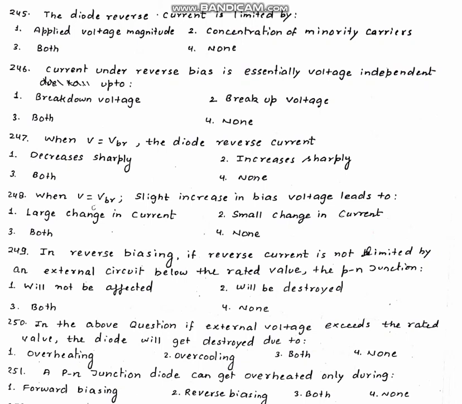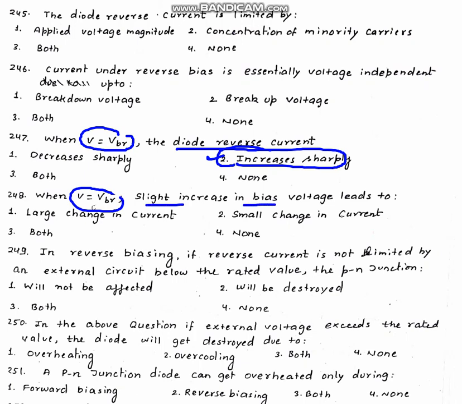This is NCERT line to line discussion and let's start with question number 247. It says that when V is equal to breakdown voltage, the diode reverse current increases sharply due to breaking of the bonds. So second will be correct over here. Next, when V is equal to VBR, a slight increase in bias voltage leads to obviously a large change in current. So first is correct over here.